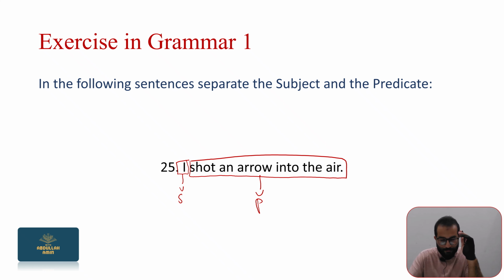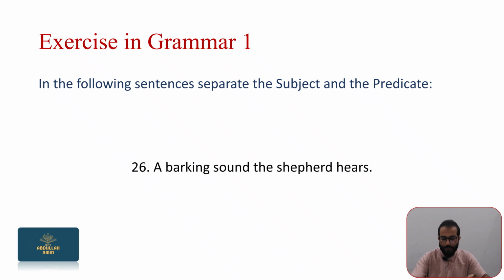By the way, here is another type of small mistake that many students make. They pronounce this word air, is this one ear or this one air? This is a mistake we make, related to pronunciation, so I thought I should share it with you. Okay, the next example is 26.